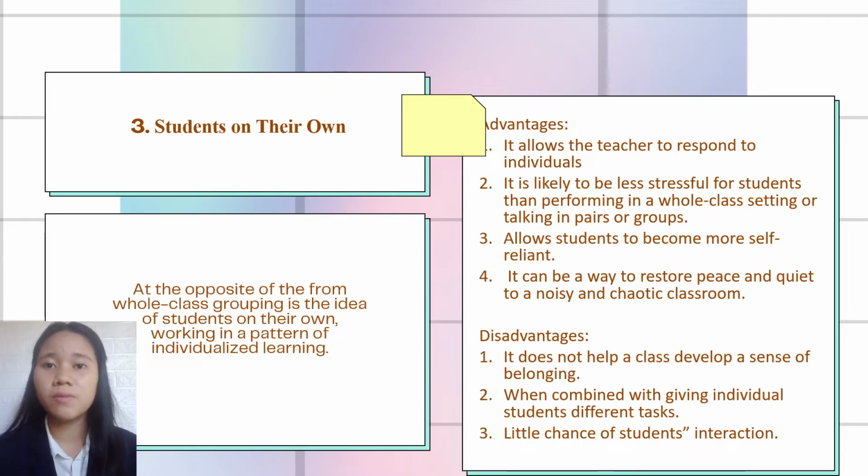Next, the third is about students on their own. At the opposite end from whole class grouping is the idea of students on their own, working in a pattern of individualized learning. This can range from students doing exercises on their own in class to situations in which teachers are able to spend time working with individual students, or when students take charge of their own learning in a self-access center.